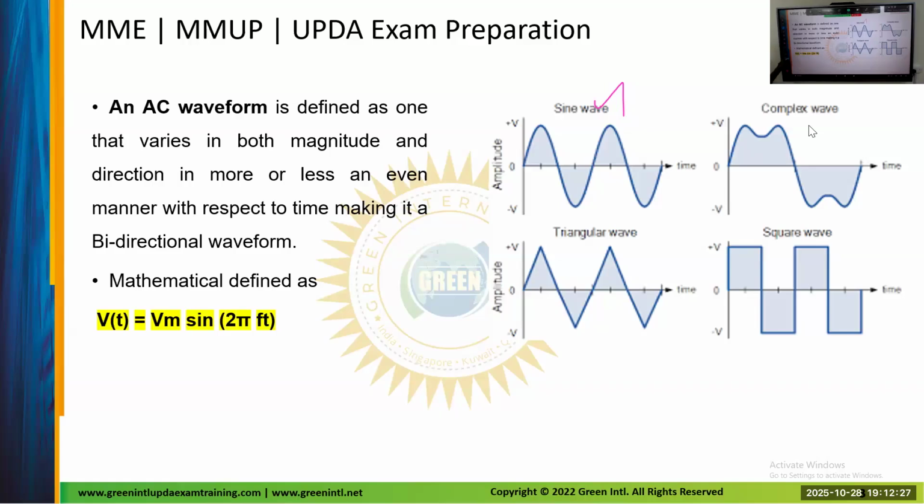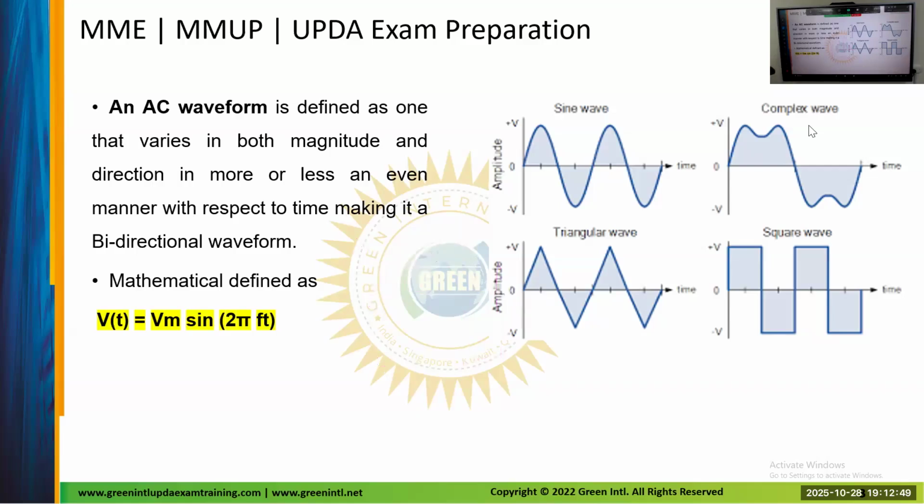Or in our home, we hear the music in the home theater. In the home theater, there is a display. Like this, we also say it's an AC because with respect to the time, the quantity is changing in nature.